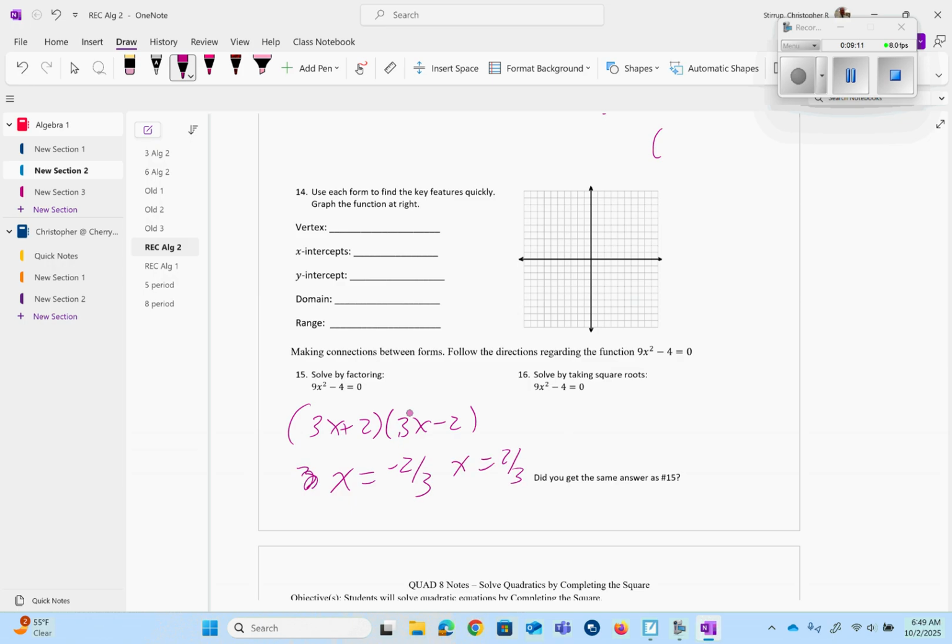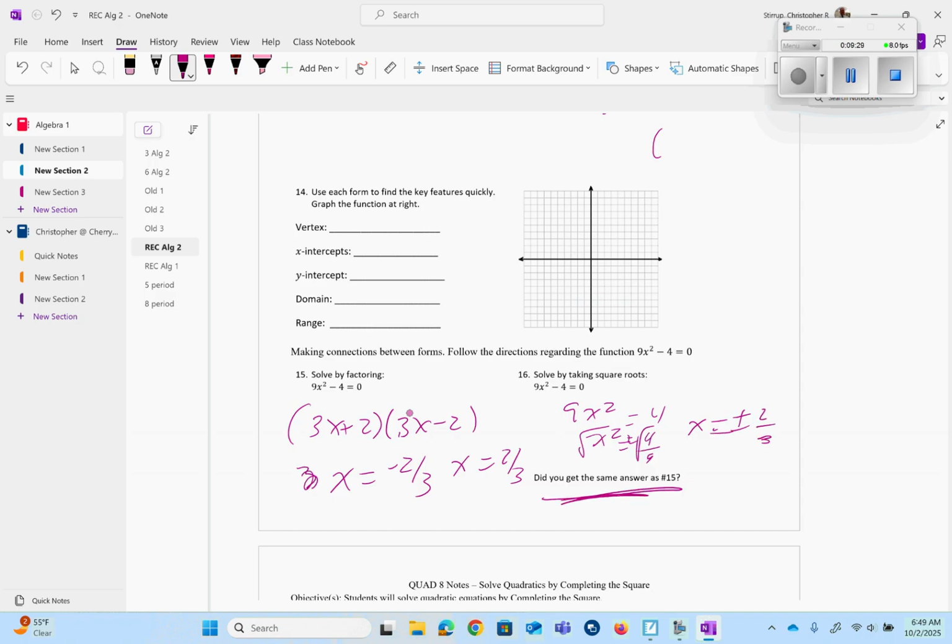Solve both sides by taking the square root, so I'm going to get 9x squared equals 4. Divide each side by 9. Square root both sides. Don't forget the plus minus, so x equals plus or minus 2/3. And that's the same answer. And it's the same answer on both.